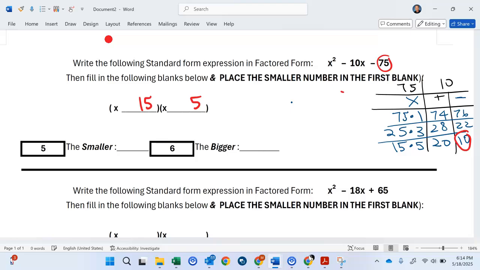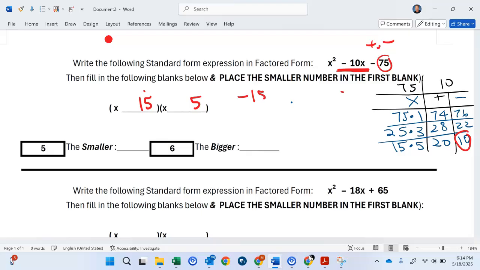Now I need to make sure I get the sign right. So I know that this is negative 75, so one has to be positive and one has to be negative, okay? So here's your clue. If it's negative when you add them, the bigger number has to be negative, and we can try it.